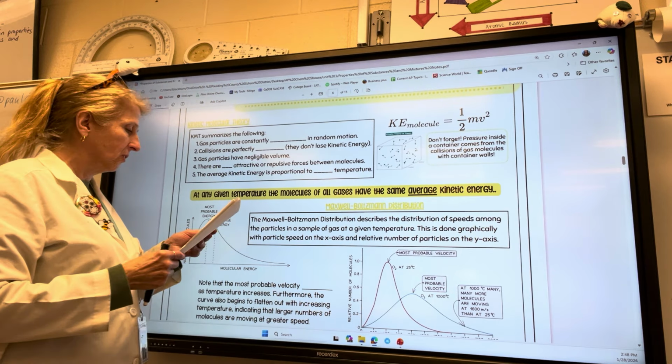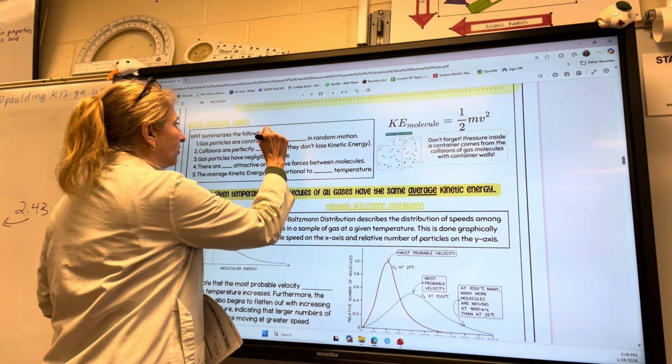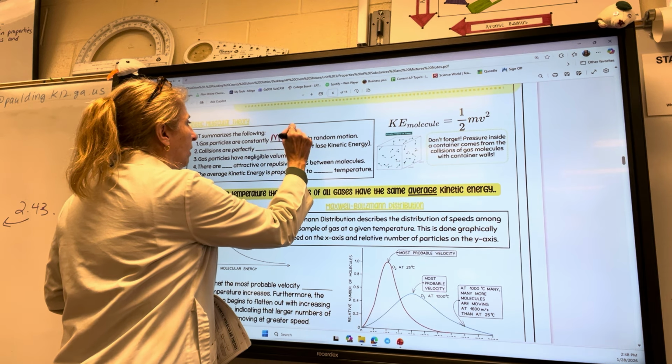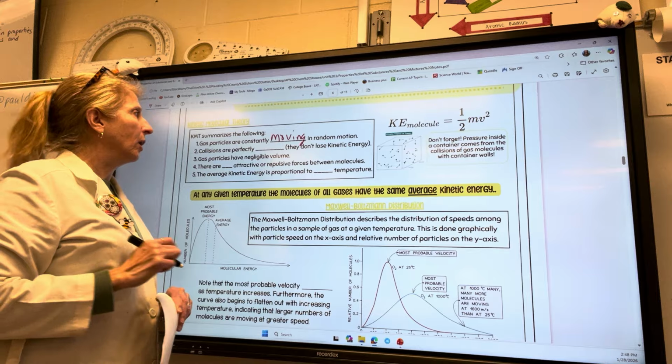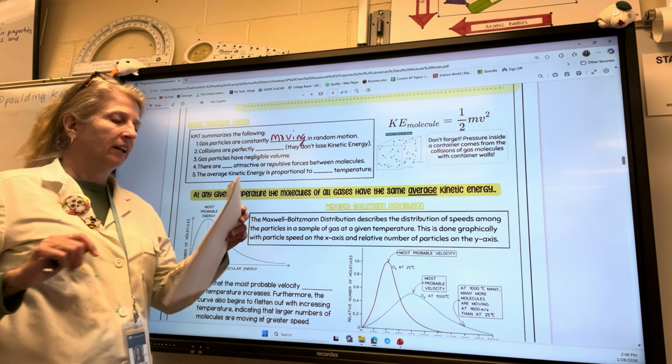Okay, gas particles are constantly, what goes in here? Moving. I told you already knew this. Collisions are, in an ideal situation, perfectly what? Starts with an E. Elastic.